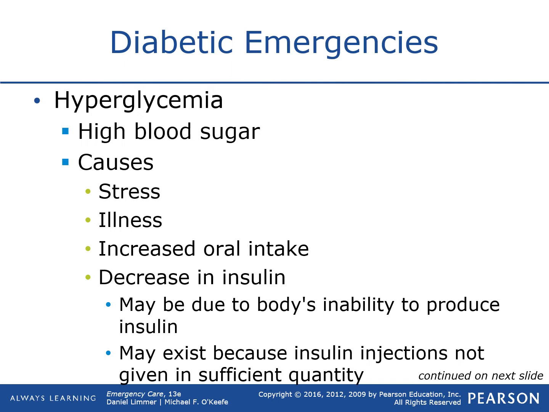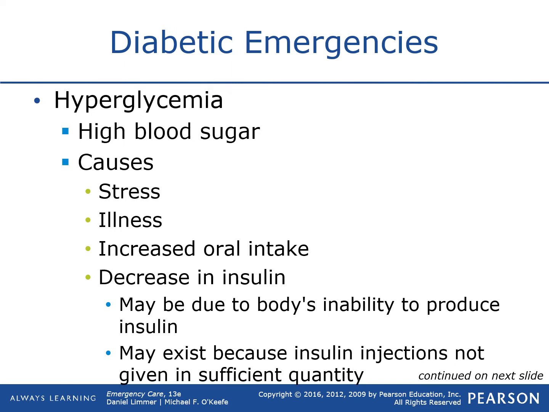And hyperglycemia as a whole is a little less serious than hypoglycemia. It's a little bit easier to catch and to treat in the initial stages, but if left untreated, hyperglycemia can become a life-threatening emergency, which we'll talk about in a little bit. So, some causes of high blood sugar: stress, illness, increased oral intake.